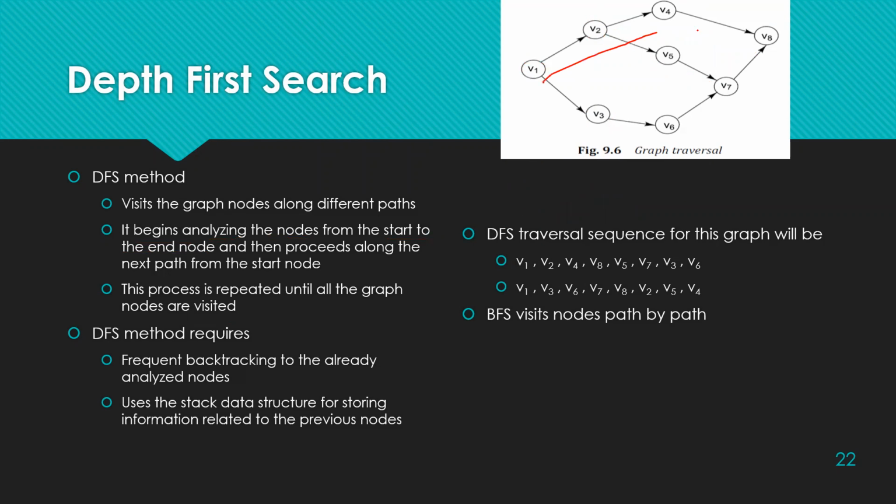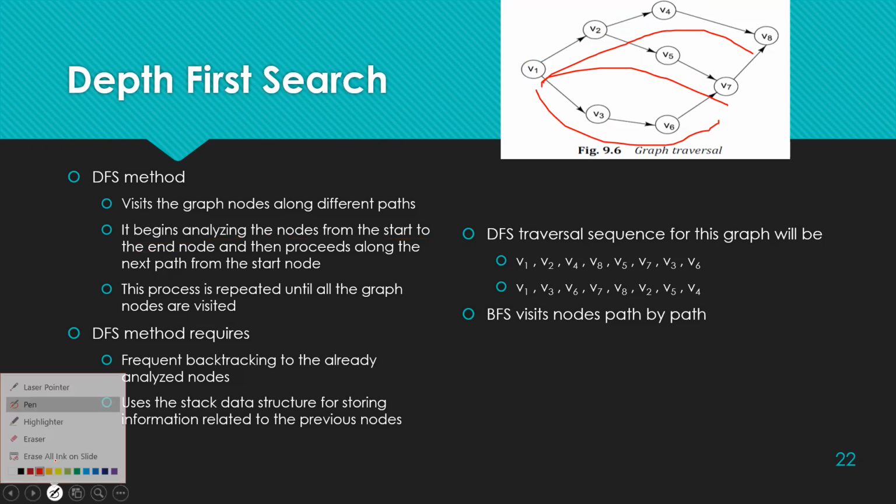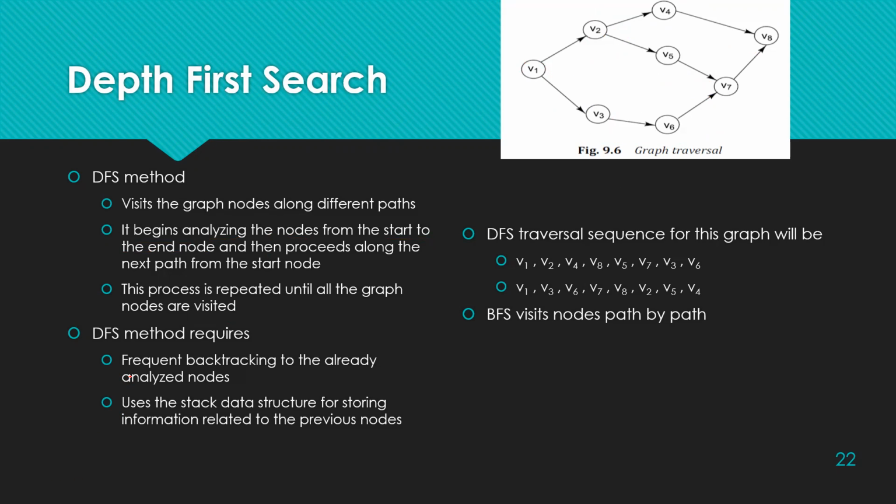But in this case, you are updating in the path form. All the nodes have to be visited, then only you will be completing the depth first search. Now, what does DFS require? Similarly, as we saw in BFS, we require backtracking even in DFS. And for implementing DFS, you have to use a stack.